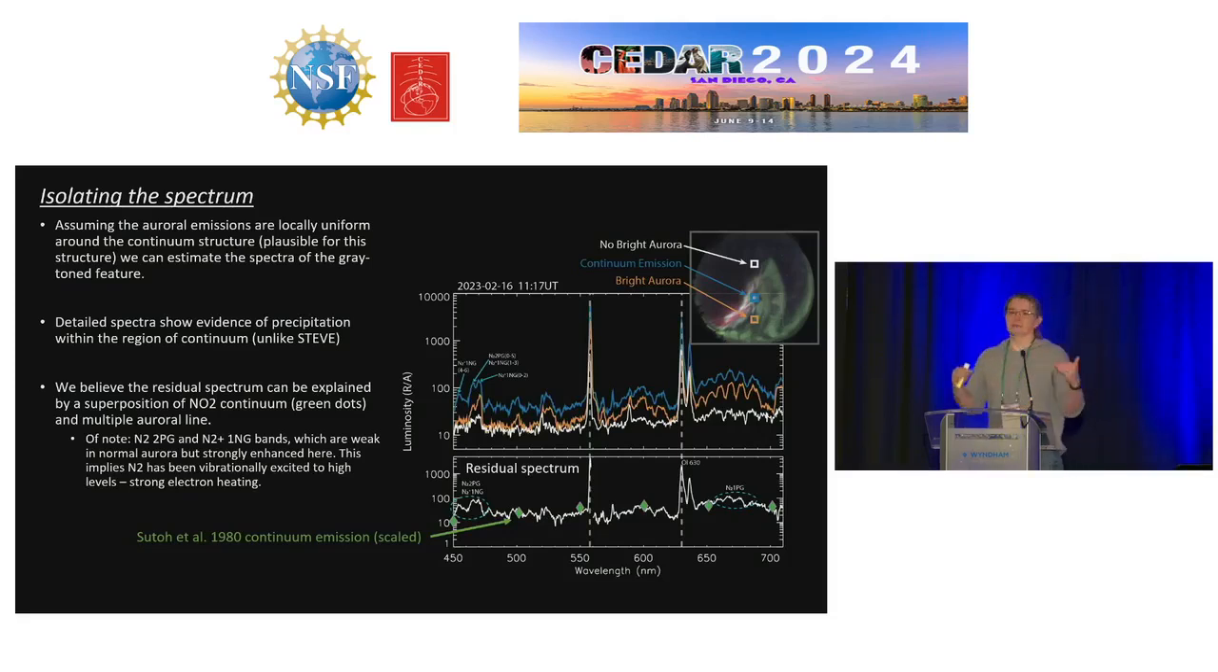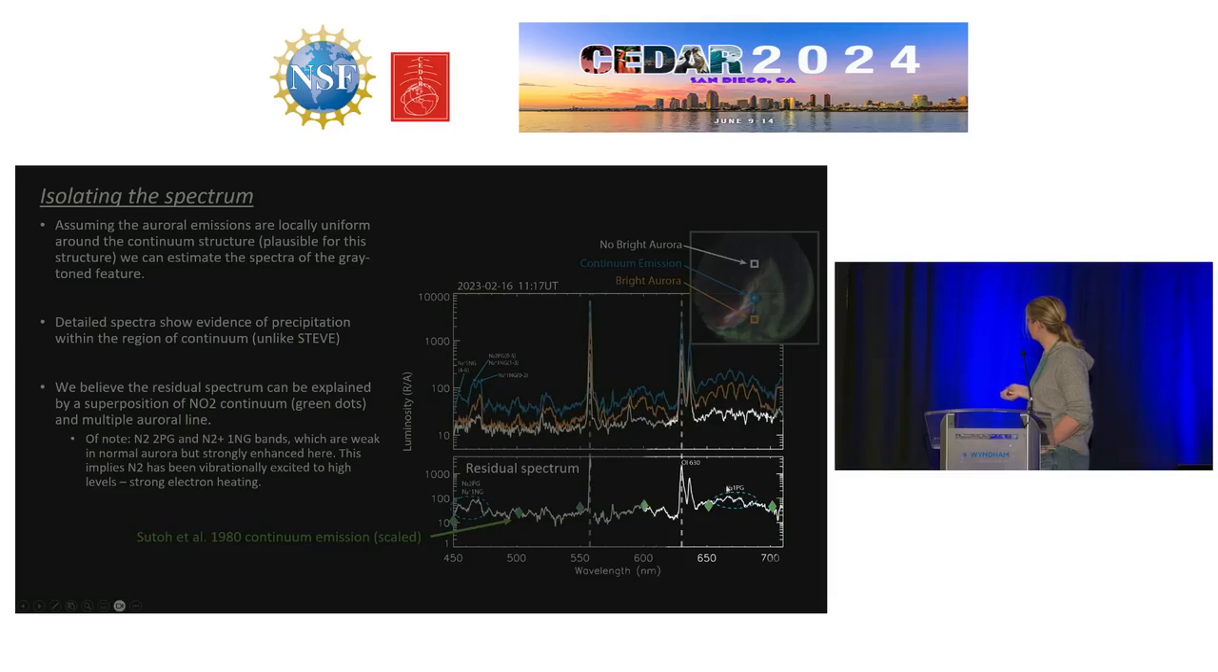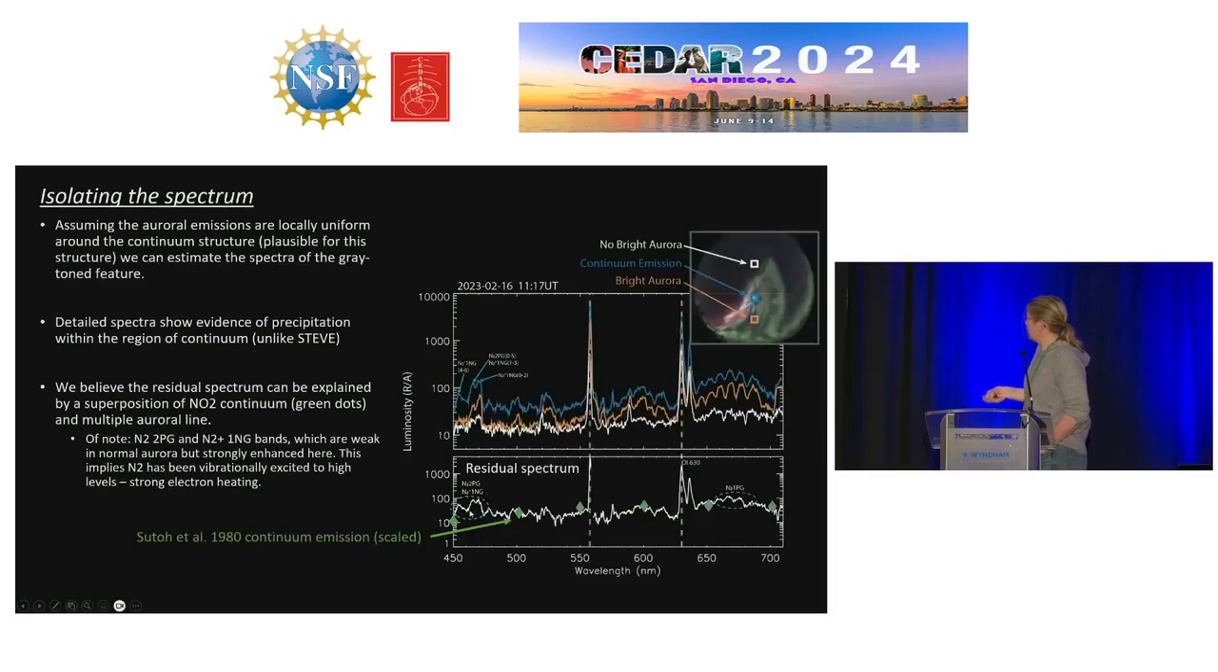You can see the elevation of the spectrum, a sort of 20 Rayleighs per nanometer level shift. But you see distinct evidence of auroral activity in that residual spectrum. Of particular note, we've got the N2 first positive group over here, sticking out like a sore thumb. We've got the 6300 line, the 5577 line, and then these other N2 bands, which we think are communicating the fact that the N2 has to be vibrationally excited to very high levels, more so than even in the aurora, which we think is evidence of very strong electron heating during these events. And so we've got some interplay between the ionosphere state and precipitation, which is allowing the heating and thus the glowing of the continuum emission.